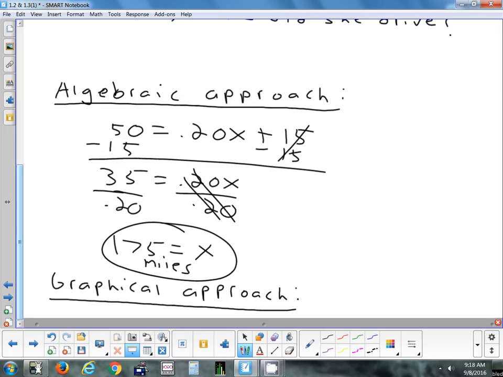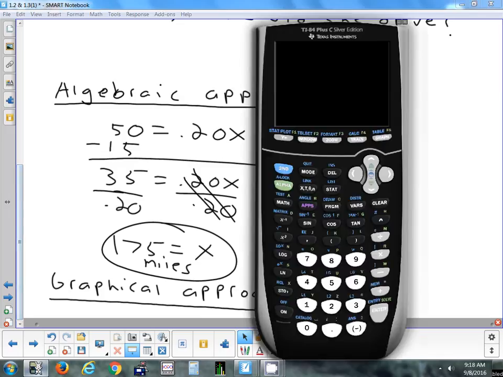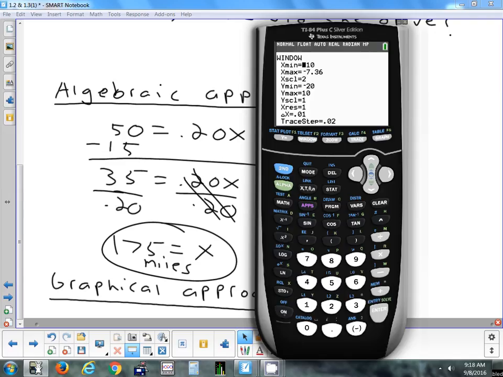Okay, now we're going to take a look at how we do it graphically. Okay, and for this, I'm not going to write down every step. I'm going to show you. And when I'm done, I'll put a picture of what we do in the notes. All right, so I'm going to bring up my calculator. I'm going to turn it on. And I'm going to just reset the window. I'm going to start with a standard window.